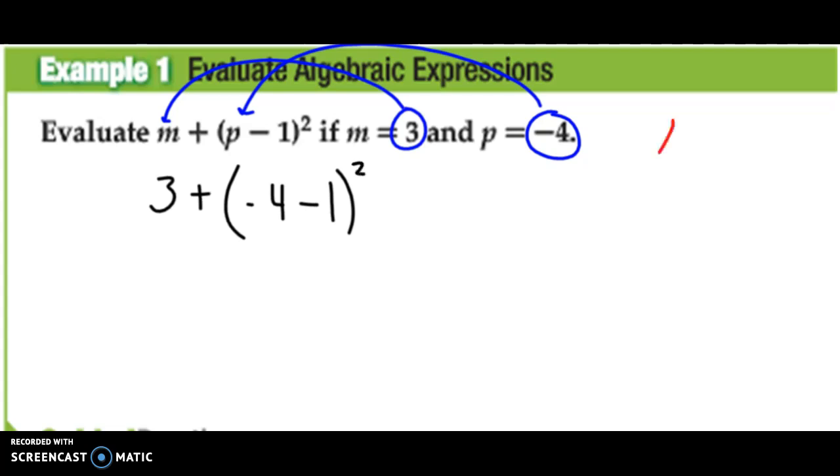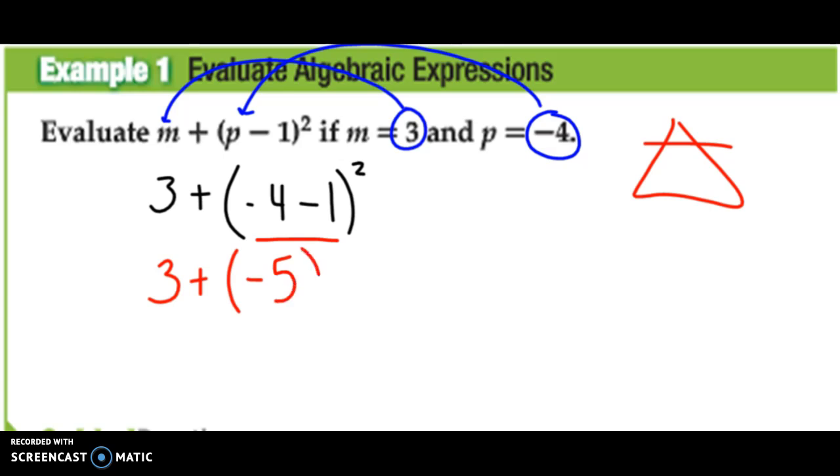Now I go to my pyramid. First part, parentheses. I do have a parentheses right here, so I have to evaluate that first. So 3 plus negative 4 minus 1. If I look at a number line, start at negative 4 and go down 1, I go to negative 5. There's no more parentheses, so I move down in my pyramid to exponents. I do have the exponent 2, so that means I have to square what's in my parentheses.